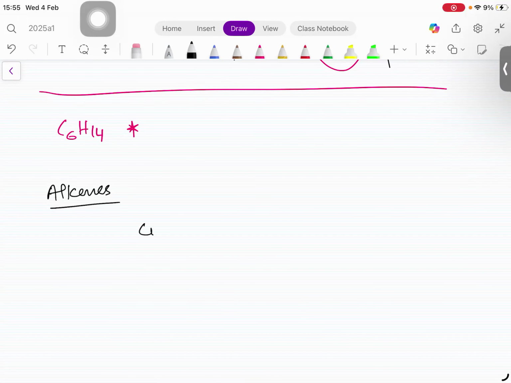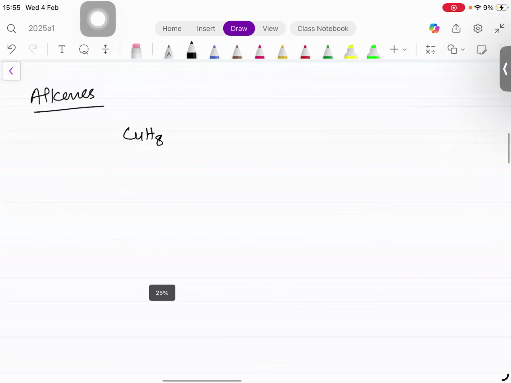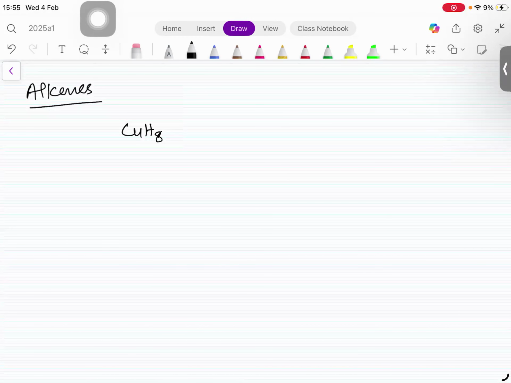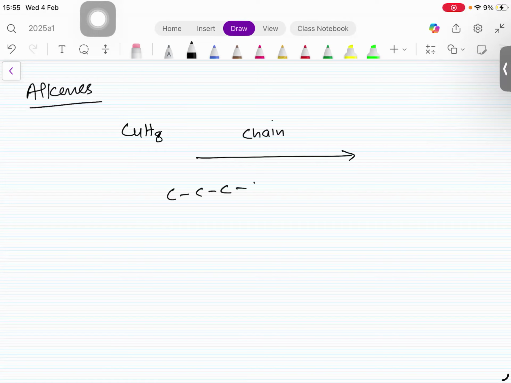If I ask you to draw all possible chain and position isomers for an alkene having molecular formula C4H8, I always suggest you go to the right, make chain isomers first. 1, 2, 3, 4, 4 carbons in the chain.